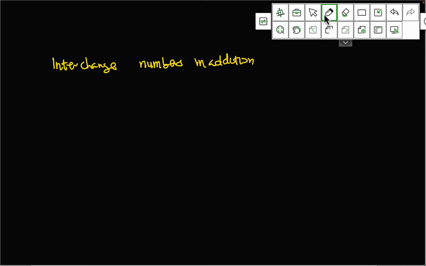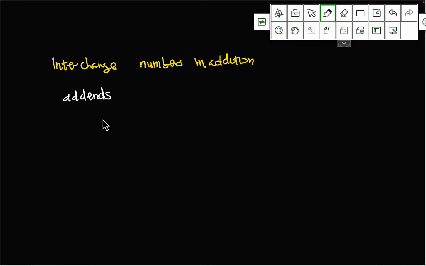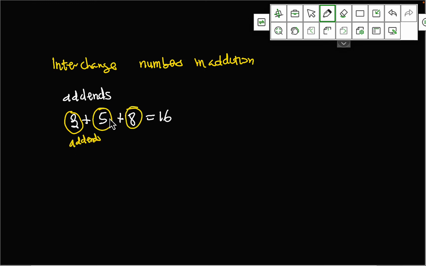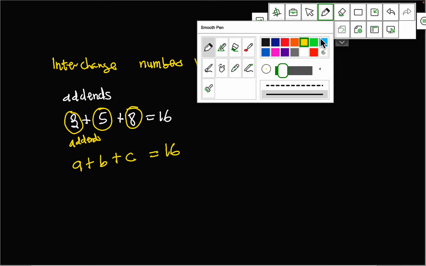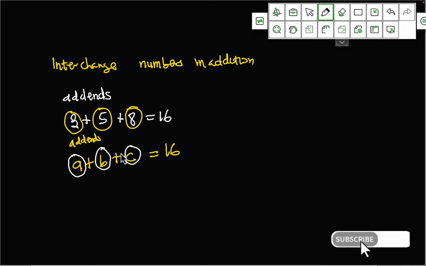Here we're going to talk about something we refer to as addends. Addends are numbers that are being added. So if I have 3 plus 5 plus 8, and that is equal to 16, these are referred to as addends. In algebra, you're going to have the same thing: a plus b plus c, and that is equal to 16. Again, it's the same concept. We have our addends.